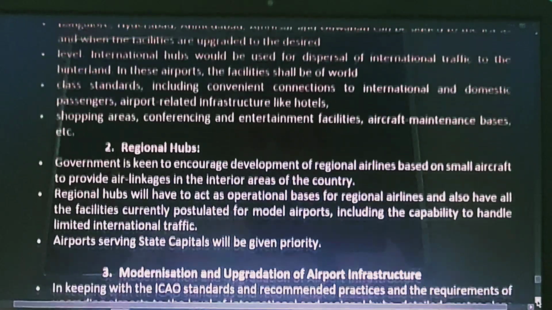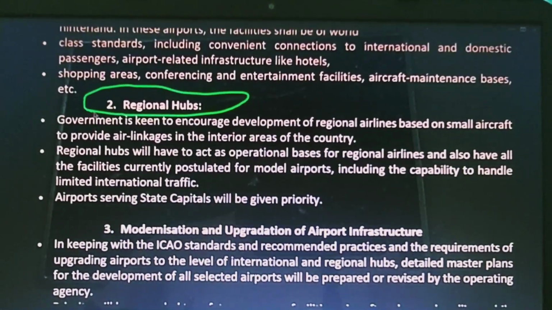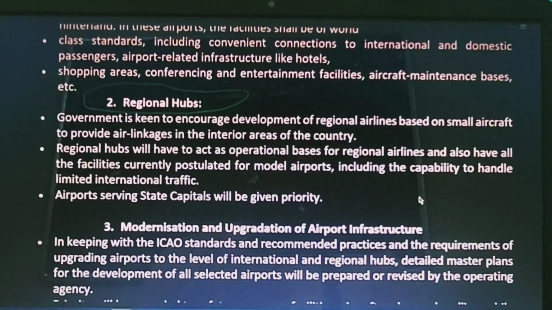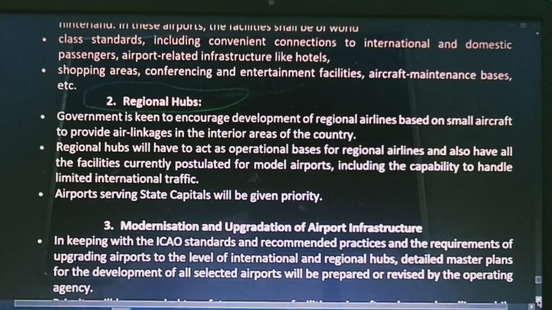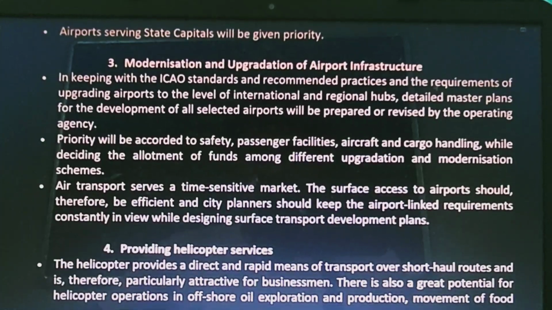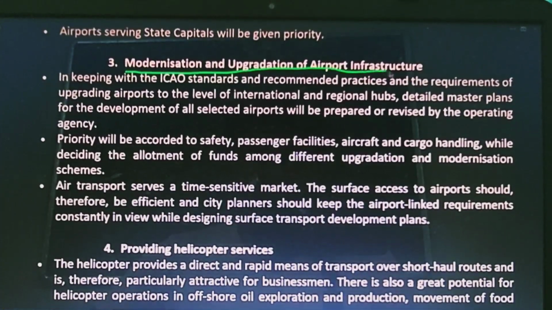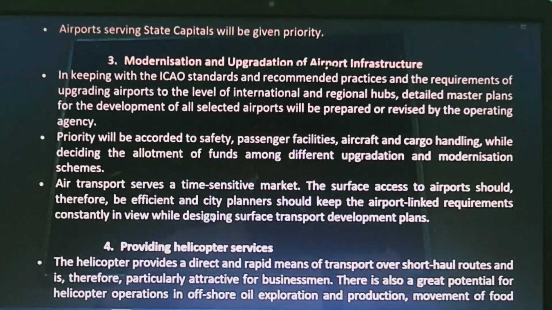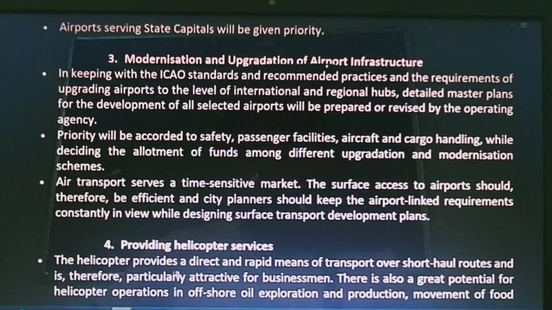And second facility or policy is regional hubs. According to the regions, according to the states, different hubs बनाए गए हैं to carry out the international transportation and export of goods and services. Then there are a lot of policies introduced for modernization and upgradation of airport infrastructure. So this is also one of the very important policy which is introduced by the Indian government.